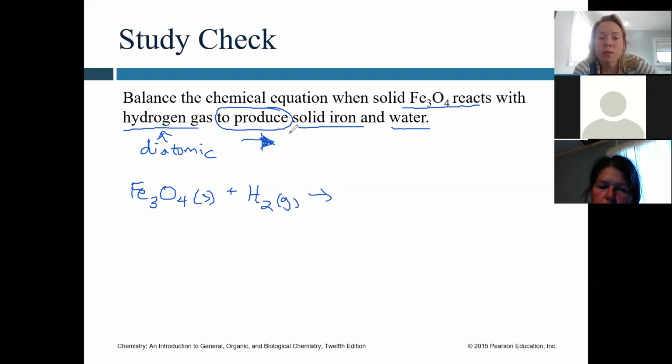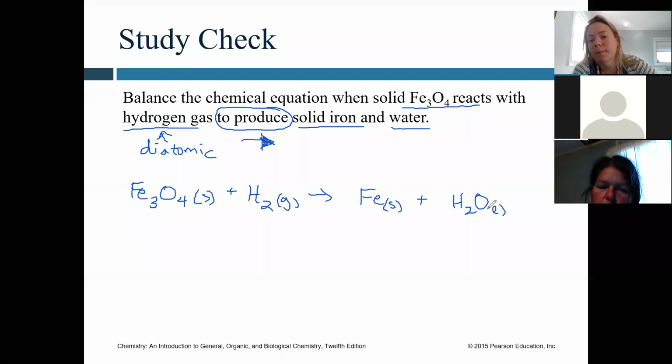To produce solid iron. Solid iron is just Fe by itself, so Fe, and it's solid. Is iron a diatomic? No, so it doesn't get a 2. And then we add that to water, which is H2O, and it's a liquid. So this is the skeletal formula. You've got to go from here to this. Now we can balance.